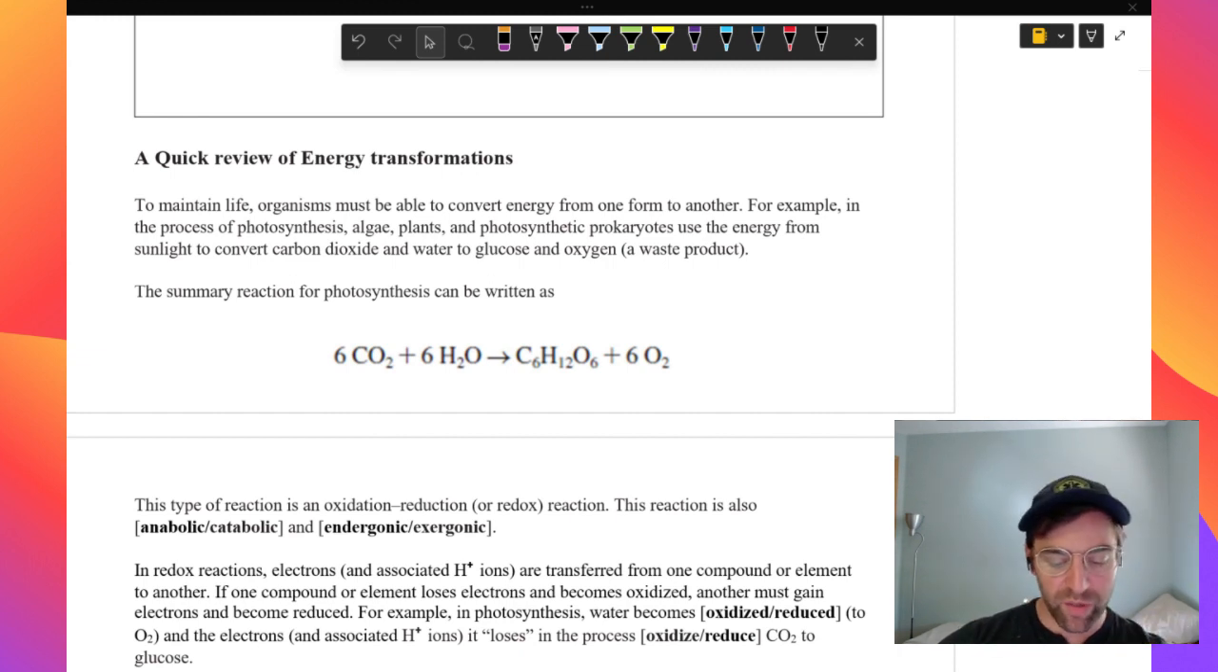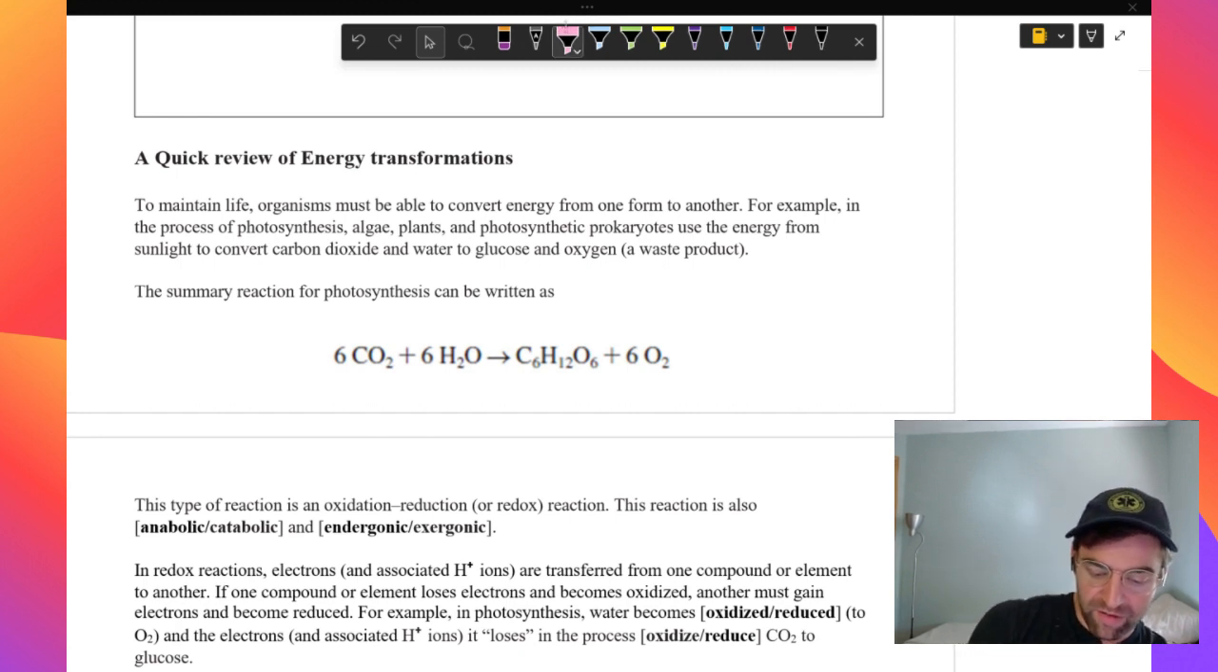Alrighty, so let's do a quick review of energy transformations. To maintain life, organisms must be able to convert energy from one form to another. For example, in the process of photosynthesis, algae, plants, and photosynthetic prokaryotes use the energy from sunlight to convert carbon dioxide and water to glucose and oxygen, which are effectively waste products. So a summary for the reaction of photosynthesis can be written below.